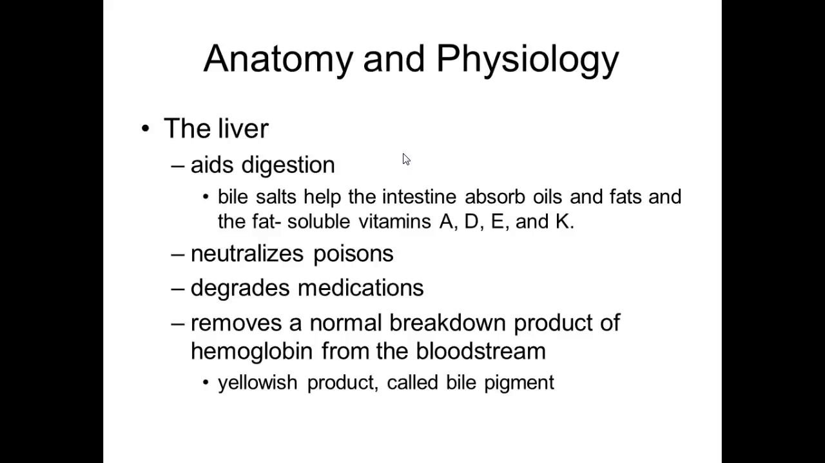And then your liver also removes a normal breakdown product of hemoglobin from your bloodstream. This is a yellowish pigment, or yellowish product, commonly referred to as bile pigment, because that's where they put the pigment. And so in addition to the other stuff, this is what gives bile this characteristic green to yellow color, is these pigments in it. And so your bile goes into your digestive tract and becomes part of your feces as well. And why you have a particular brownish color to your feces too is because of these pigments that are present.